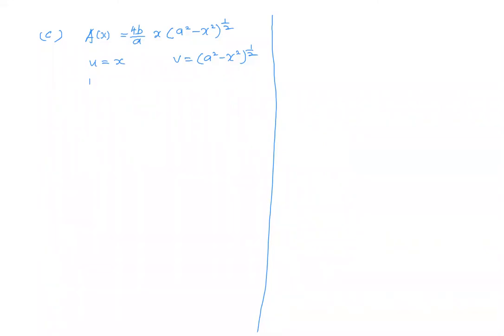Okay, so you have your u prime, which is 1, your v prime. Okay, same story. Bring down the power, copy down the whole thing. Power, take away 1. Times by the derivative of the inside, that is negative 2x. So you end up with negative x, a squared minus x squared to the power of negative half. So your a prime x, okay, remember your 4b over a, the constant, then you cross multiply.